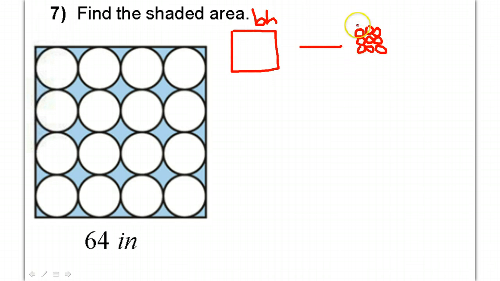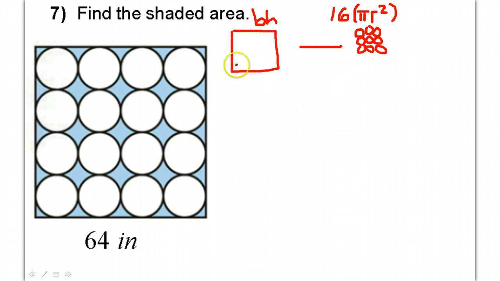To find the area of one circle would be pi r squared. But since there are 16 circles, I'm going to have to take pi r squared and multiply that by 16. So that'll become 16 pi r squared, because there's 16 circles that I'm multiplying. I got to subtract them all.